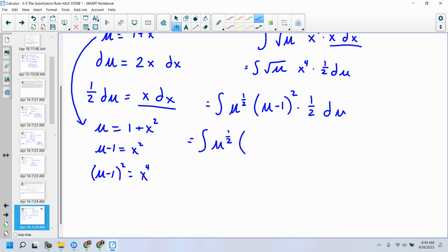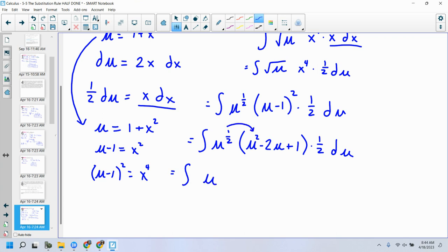And we can take u to the 1/2 times, well, what is u minus 1 squared? FOIL it out. That's u minus 1 times u minus 1, or u squared, outers and inners both negative 1u, minus 2u, plus negative 1 times negative 1 is positive 1. All right, just FOIL the u minus 1 squared. And now let's multiply in the u to the 1/2 and multiply into the constant 1/2. All right, let's distribute it in.